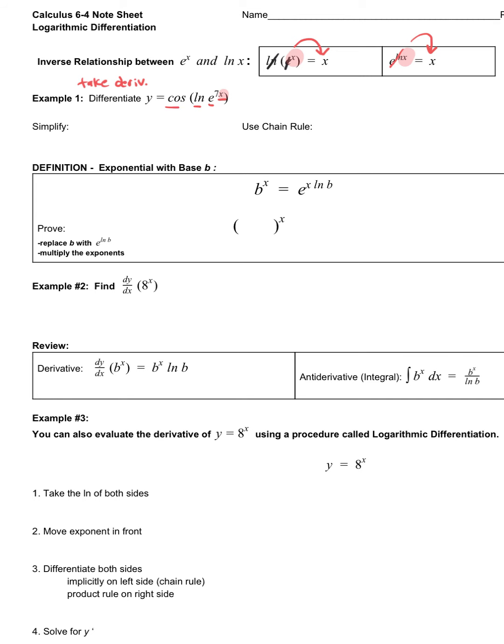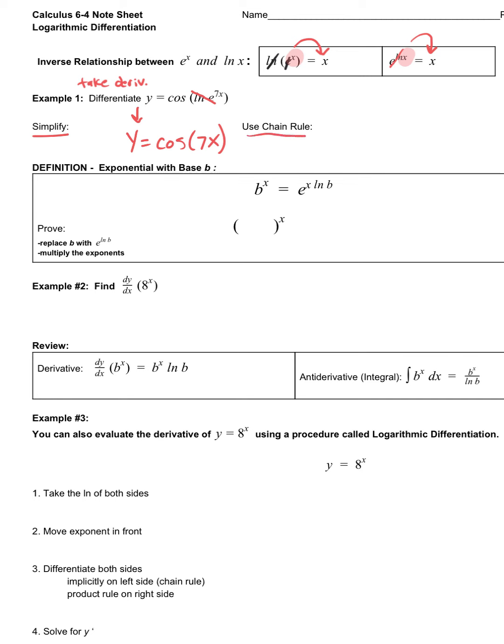But if you simplify it, look here. You've got ln and e right next to each other. So cancel them out. Then when you simplify it, it is just the cosine of what's left, the cosine of 7x. Now, that is just one chain.